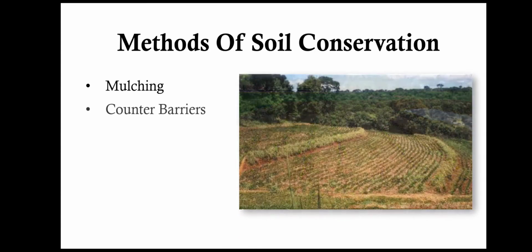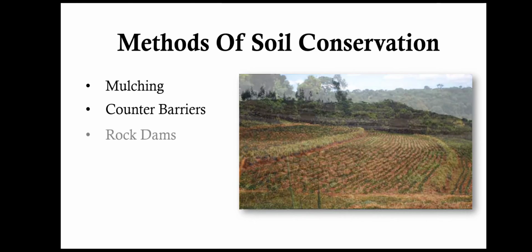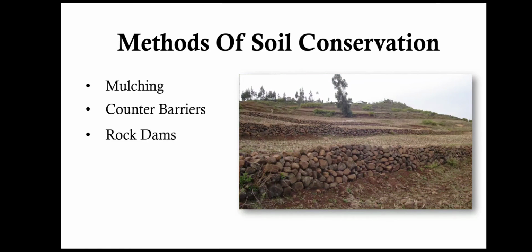Next is contour barriers. Stones, grass, soil are used to build barriers along contours. Trenches are made in front of the barriers to collect water. Next method of soil conservation is rock dam. Rocks are piled up to slow down the flow of water. This prevents gullies and further soil loss.